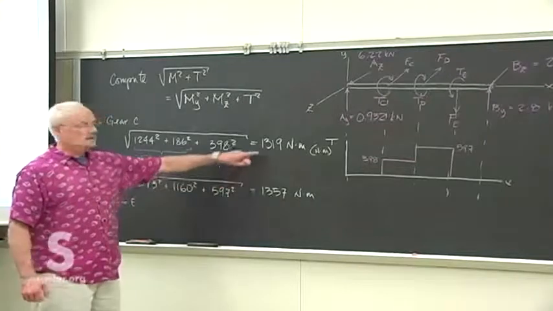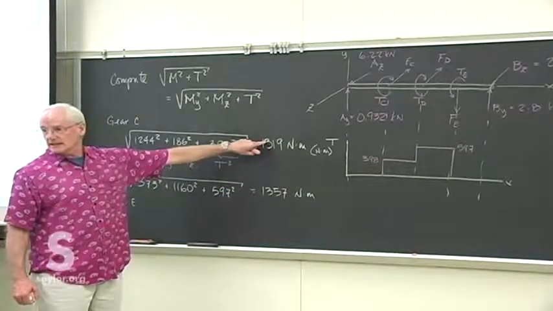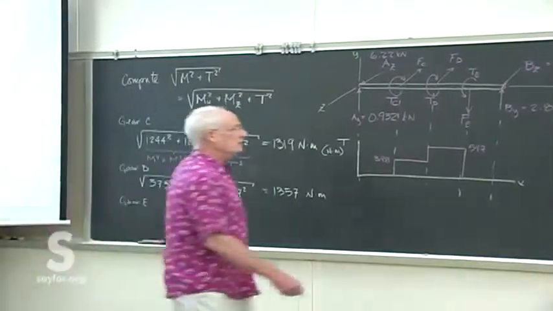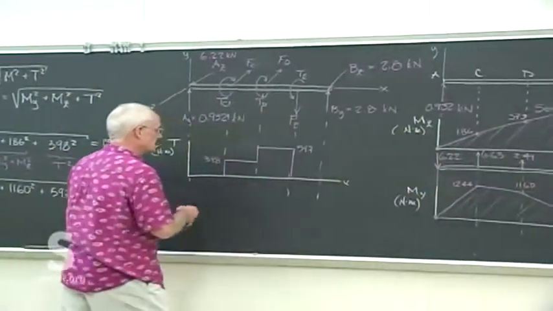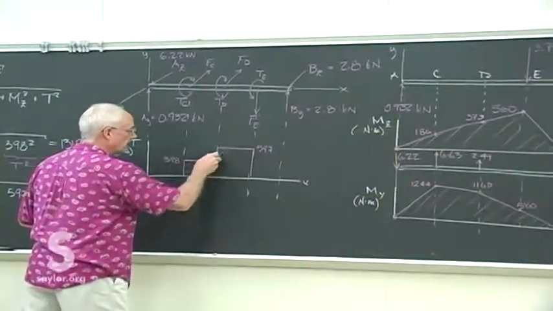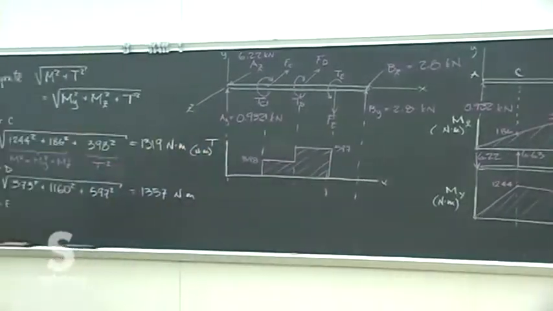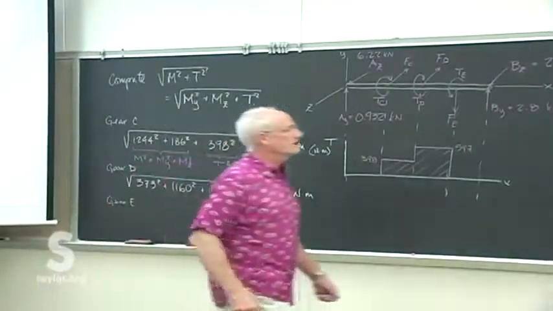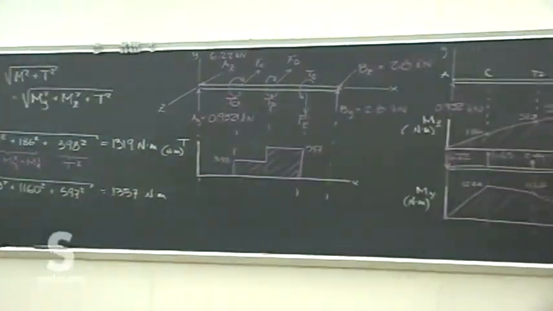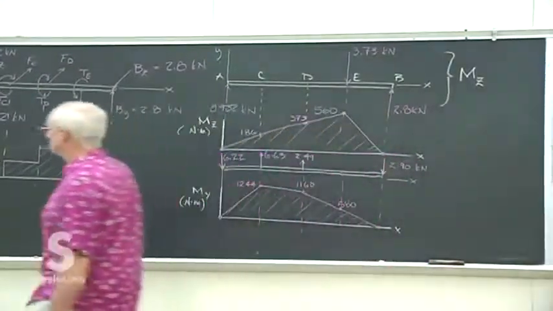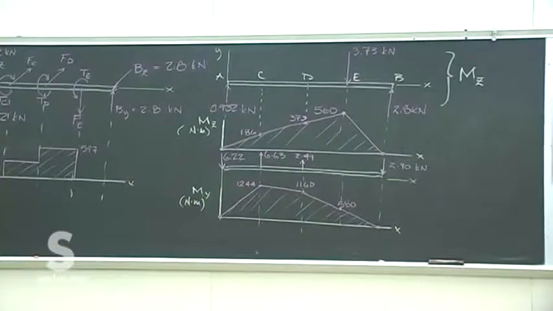Obviously, gear D is a worse spot than gear C. And that would not have been obvious if we hadn't done all three of these different steps. It would have been very tempting to see that and stop there, or see this and stop there, but we've got to check the entire beam.